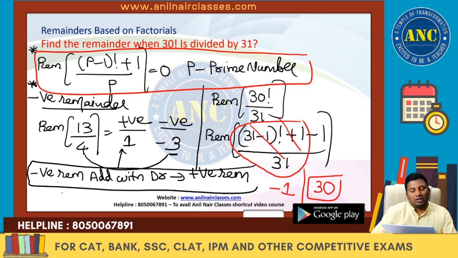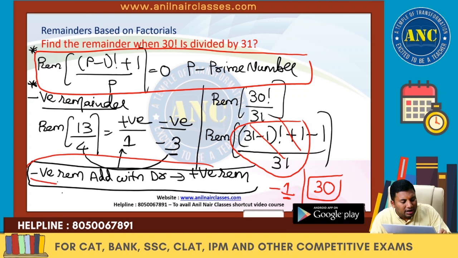So 30 factorial is 31 minus 1 factorial plus 1 minus 1. P minus 1 factorial plus 1 divided by P is 0. Negative remainder minus 1, positive remainder will be 30. Whenever you get the negative remainder, add it with the denominator to get the positive remainder.